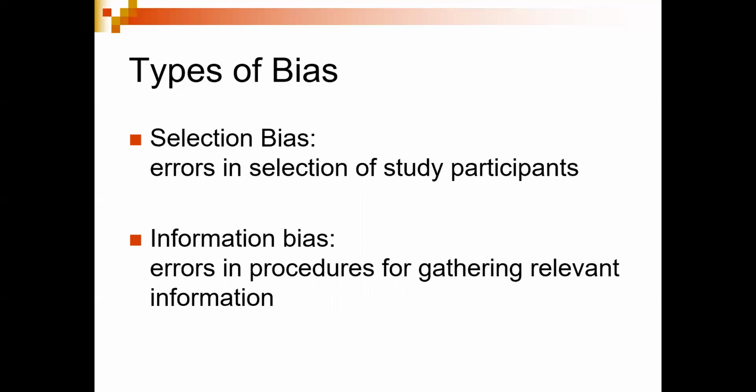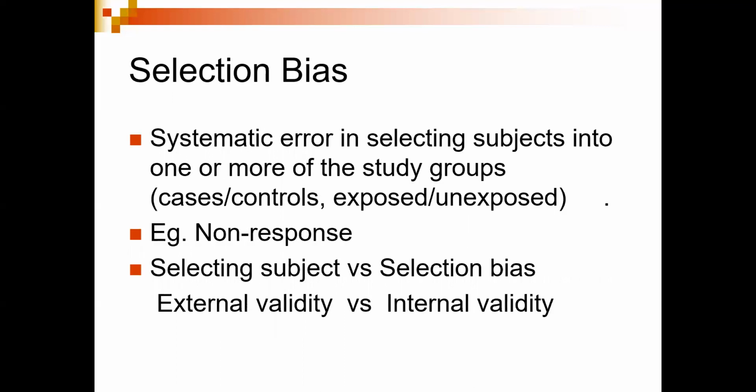Selection, that's the design. How you select your study participants, you might make an error. As you make an error in selecting your study participants, then that's a bias in selecting your study participants. We give examples to really show this. Then information bias: you have your study participants already, but the way you're then collecting your information, you can really make errors as you gather your information.